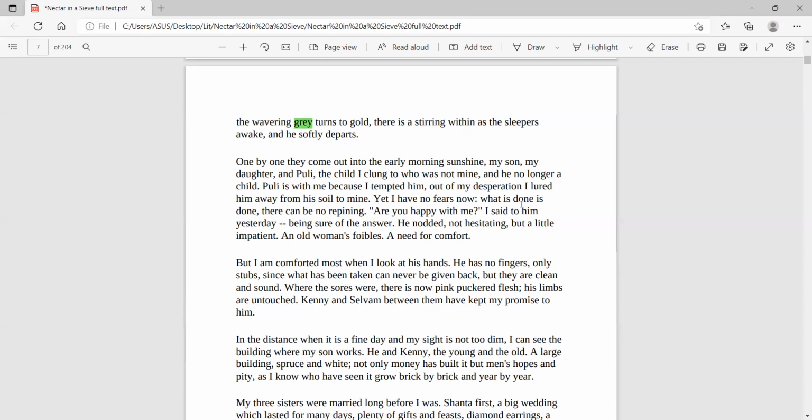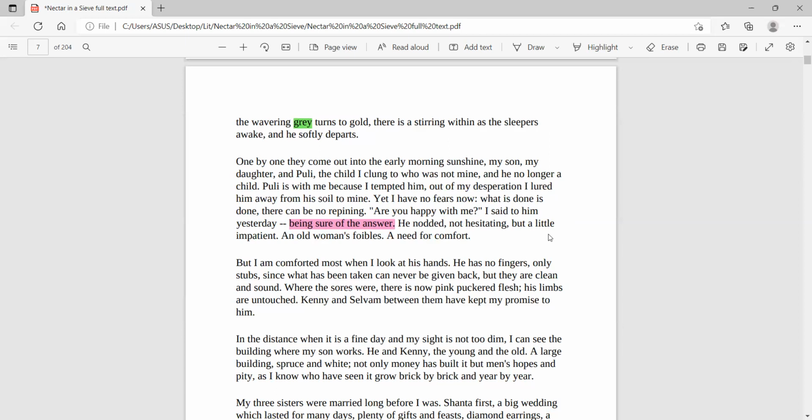The narrator wants to make sure that he was happy, since she was the one who brought him there. And what is done is done. I said to him yesterday, being sure of the answer. What does that mean? Being sure of the answer. Can anyone come out with the meaning, what you think it is? Yes, exactly. She had asked this question many times before, which means he is obviously happy and content.